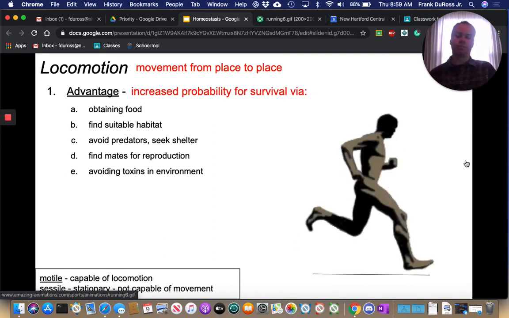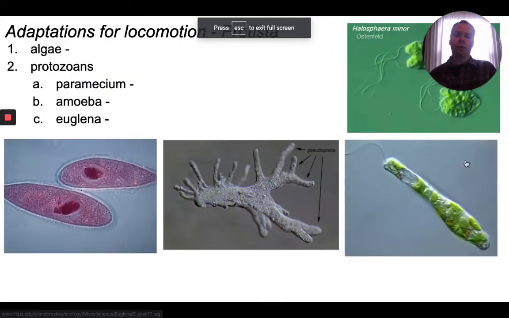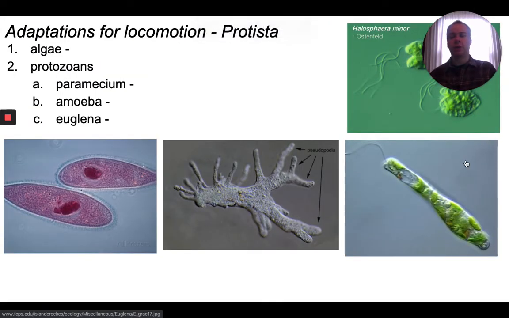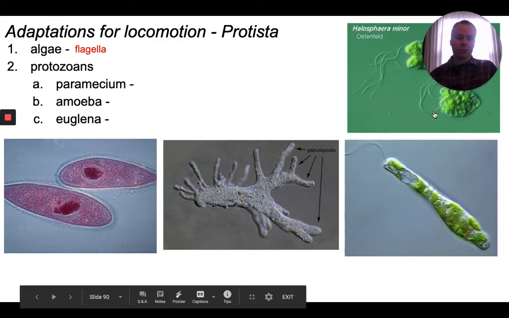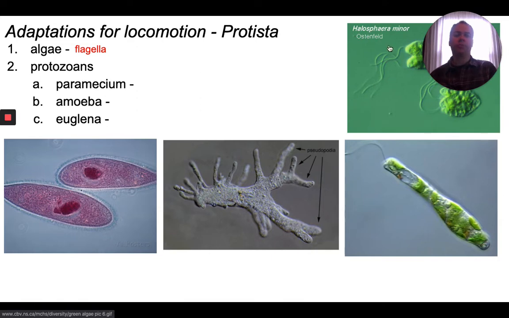It's important for survival. So we are going to continue, as we have been, talking about how different types of organisms are adapted to locomotion. Some organisms, even single-celled organisms, are capable of moving around, and they have different structures that allow them to do that. You saw these maybe in 7th grade. For example, algae and some of the protists have a flagellum. A flagellum is a single long whip-like tail that spins around and pulls the organism through the water.